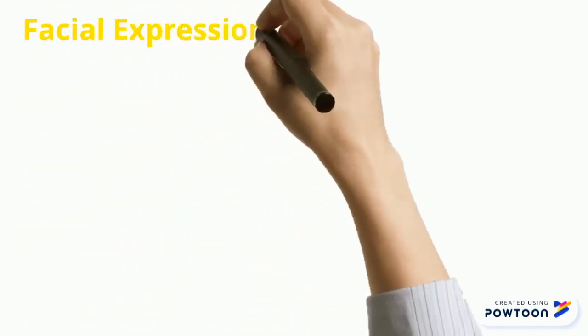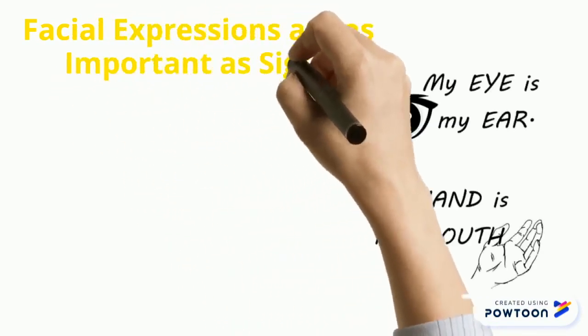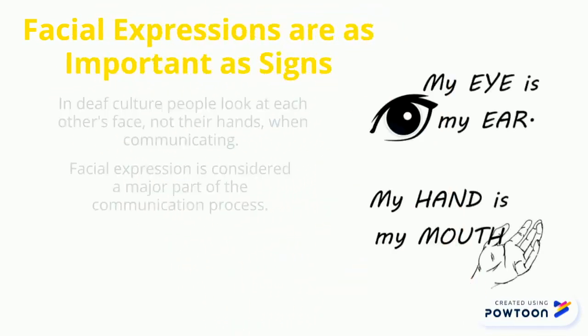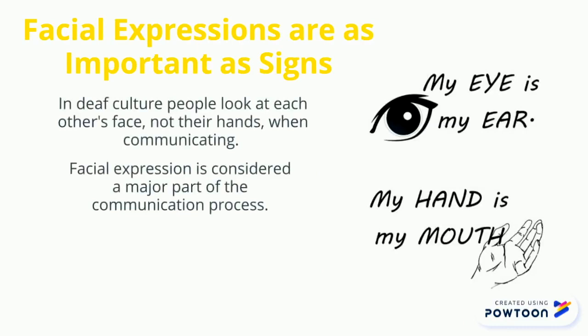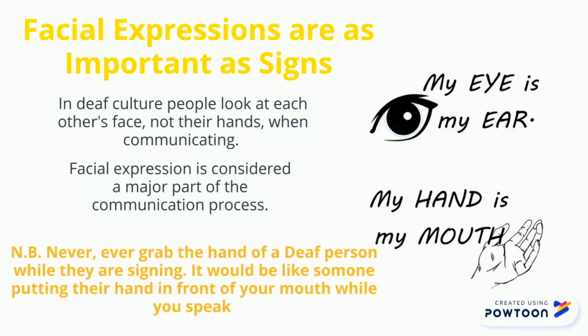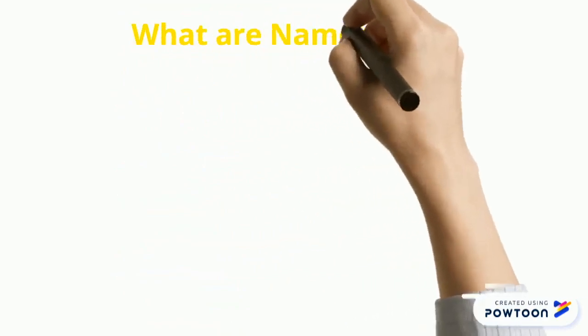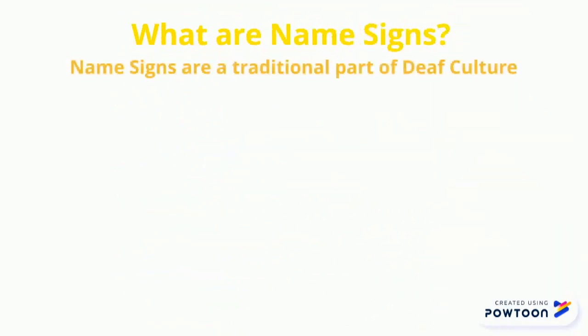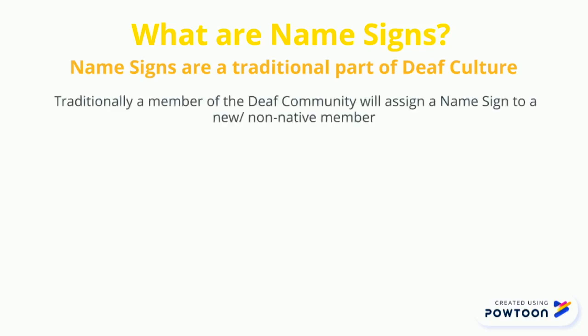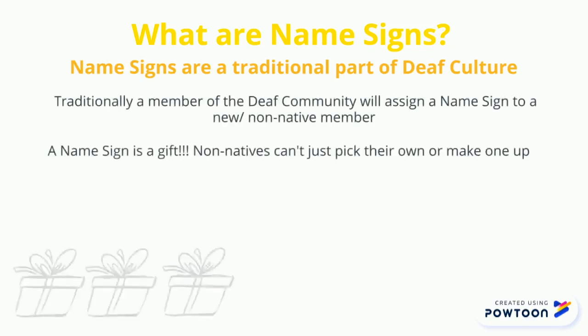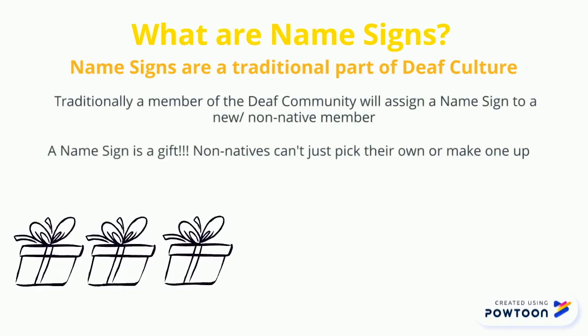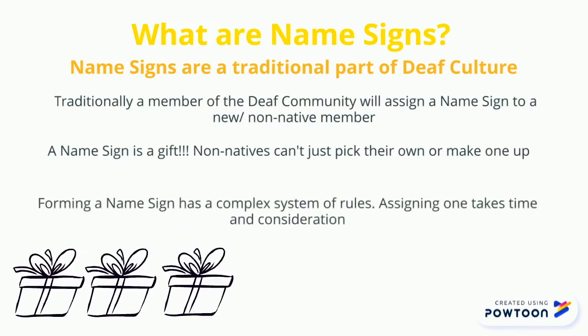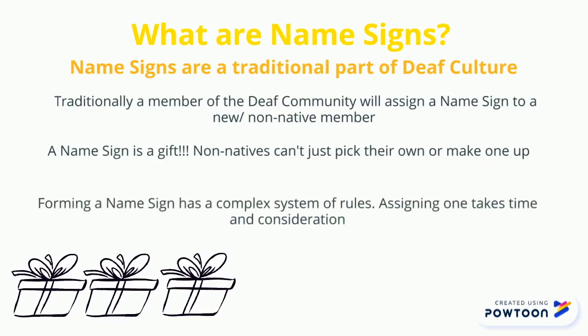It's very important to remember that facial expressions are at the very base of all sign language communication, and that a deaf person's eye and hand are his communication means, so we have to try to not impair those during conversation. When non-native members enter the deaf community, they will have to spell out their names to introduce themselves up until the point where a member decides to gift them a name sign, which takes time and consideration as it has to apply to a complex system of rules and it has to be indicative of the person that it's being given to.